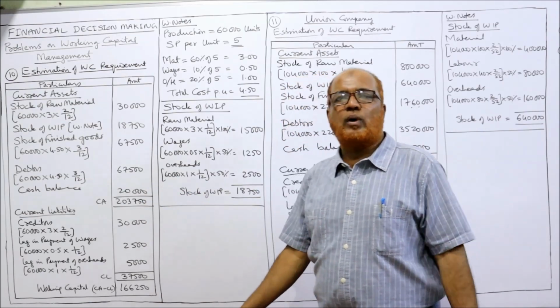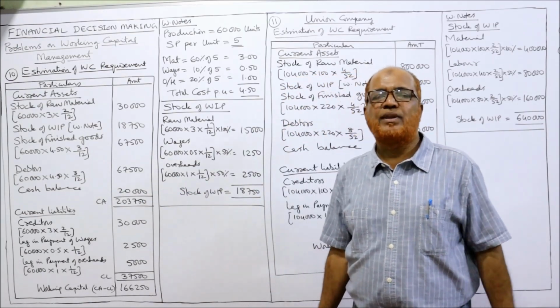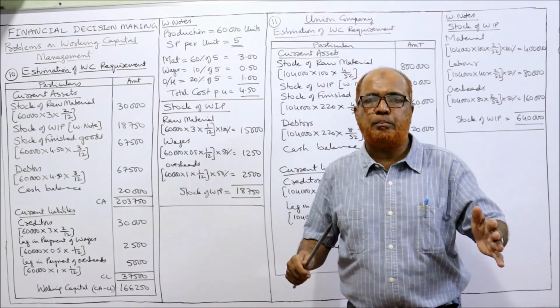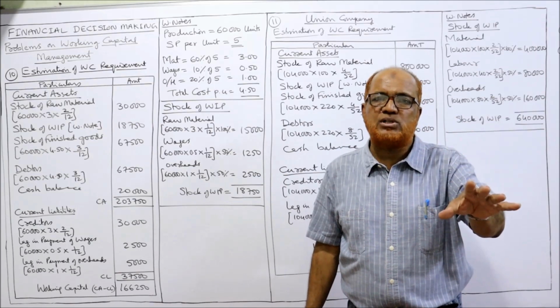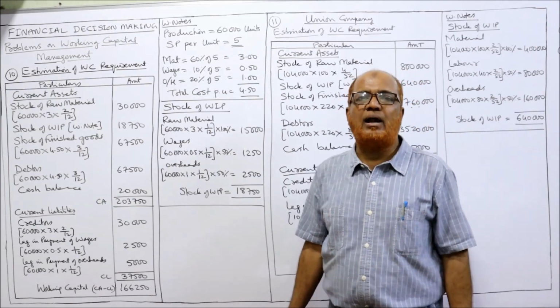Stock of work in progress. In examination, you must write in working notes. It is assumed that half of the work is completed on WIP. So we take 100% of material, whereas only 50% for labor and overheads.